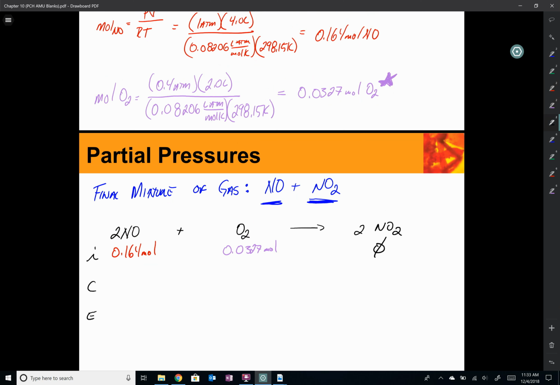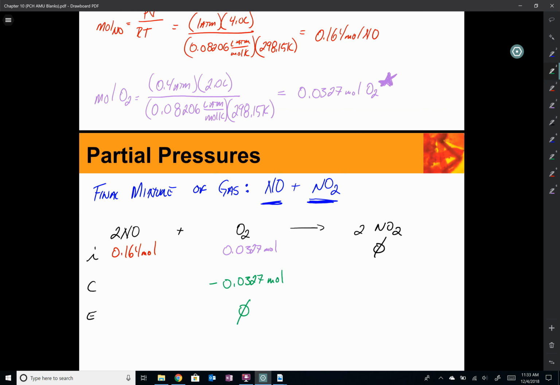What happens as my reaction proceeds? As my reaction proceeds, I use up all of my O2, right? I consume all of my O2 because it's the limiting reagent. So I lose that many moles.